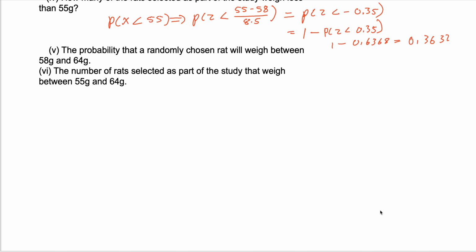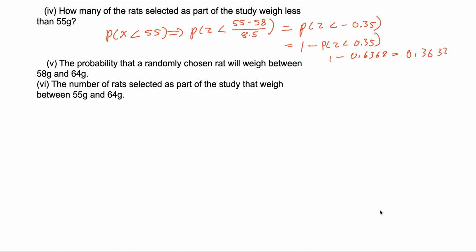Okay, so the last question, or is it the second last question? This will be the last question. I'm just going to do the top one first: the probability that a randomly chosen rat will weigh between 58 grams and that one. Let me label it 5.